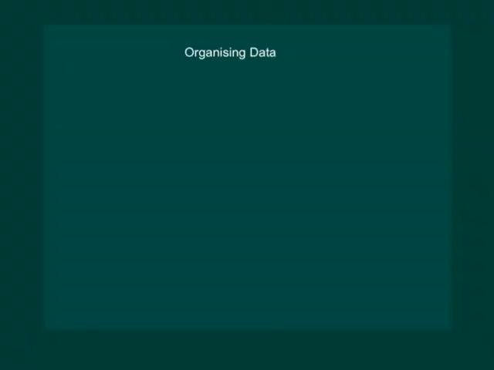Organizing data. Usually when we collect data, it is in unorganized form, or we may say it is raw data. Then we cannot make any inference from it. That is, we cannot conclude anything from the raw data. So the first thing that we need to do is to organize the data.